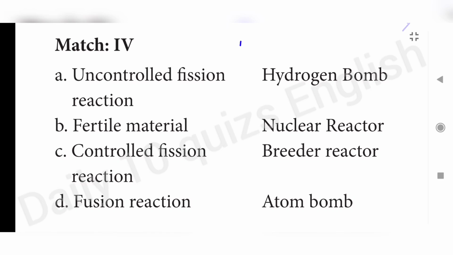Fourth match, A. Uncontrolled fission reaction is atom bomb. B. Fertile material is breeder reactor. Controlled fission reaction is nuclear reactor. Fusion reaction is hydrogen bomb.